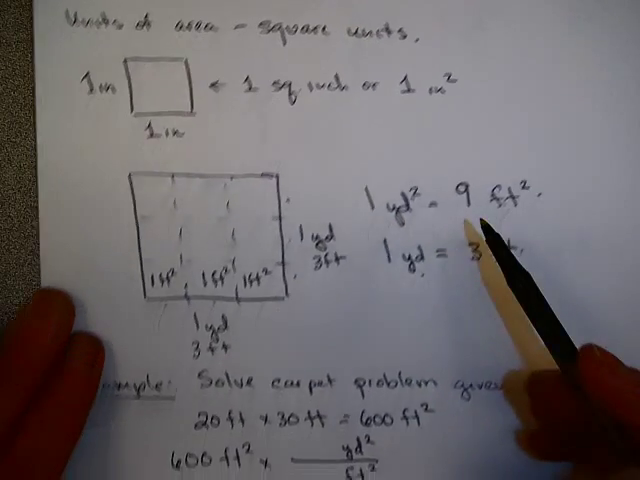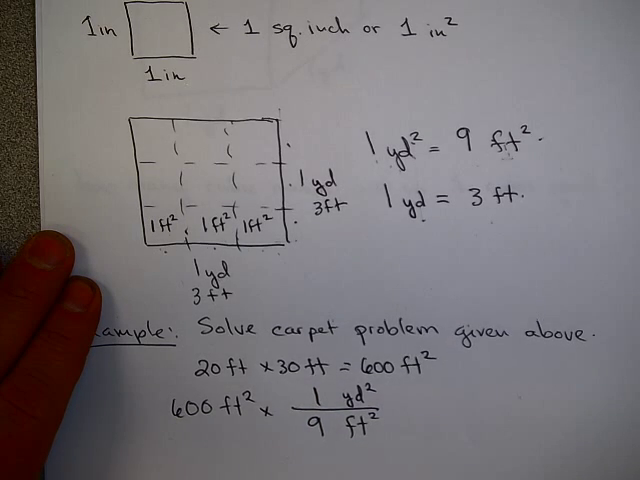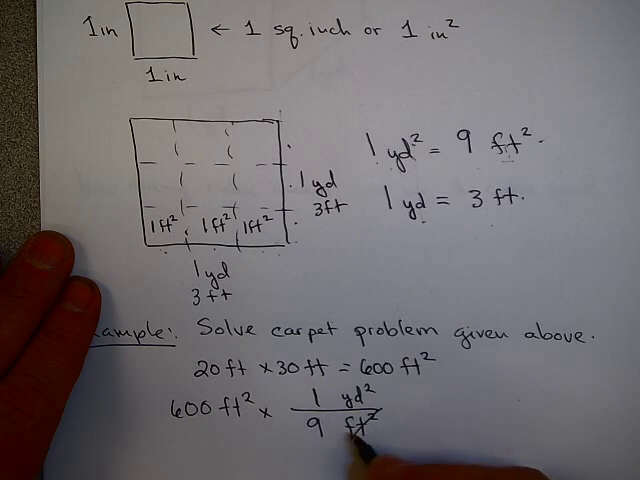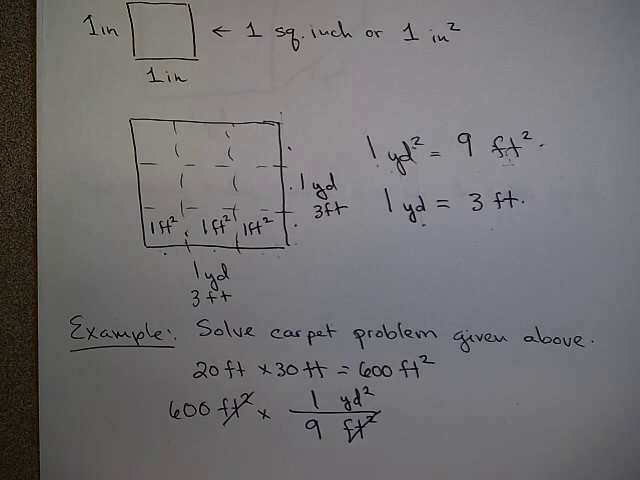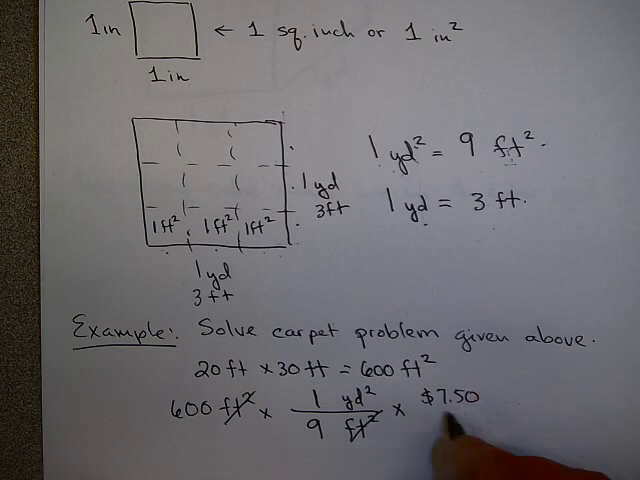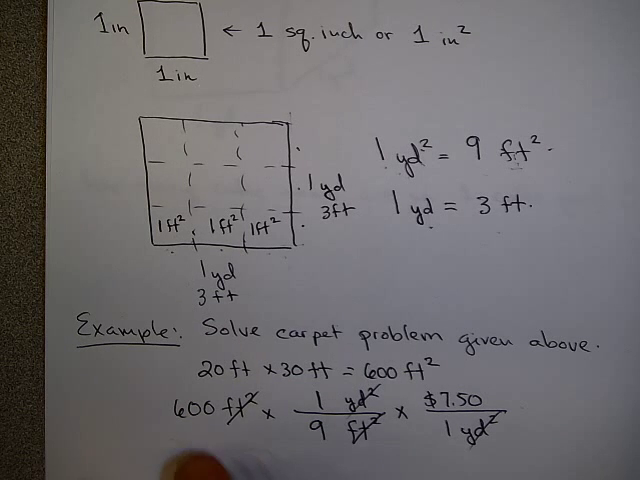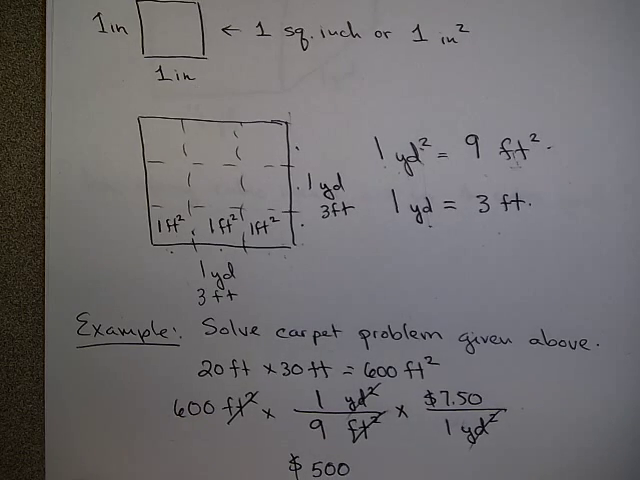I know that 1 square yard equals 9 square feet, so I'll put 9 here and 1 there. And this right here will give me my area in square yards. And I know that my cost is $7.50 per 1 square yard. So this will give me my total cost. If I do this calculation, which is 600 times 1 times 7.5, divided by 9, I end up with $500 that I would spend to carpet this room.